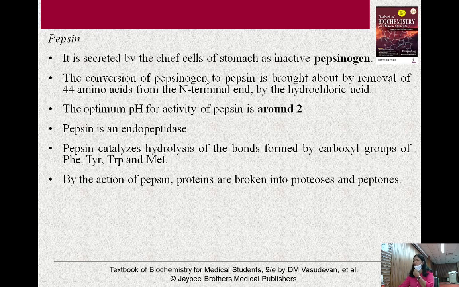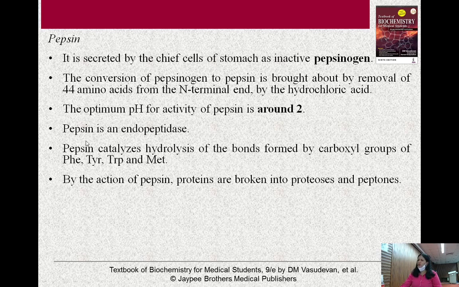For this activity, you require that the pH should be maintained between 1 to 2. Because of the hydrochloric acid, the pH of the gastric juice is acidic, around 1 to 2, and around that pH the hydrochloric acid will convert the pepsinogen into pepsin. Once a small amount of pepsin is produced, this pepsin will then convert more pepsinogen into pepsin. In the beginning you require hydrochloric acid, but once pepsin is produced, the small amount of pepsin will facilitate the conversion of pepsinogen to pepsin. Remember, the optimum pH for activity of pepsin is around 2.